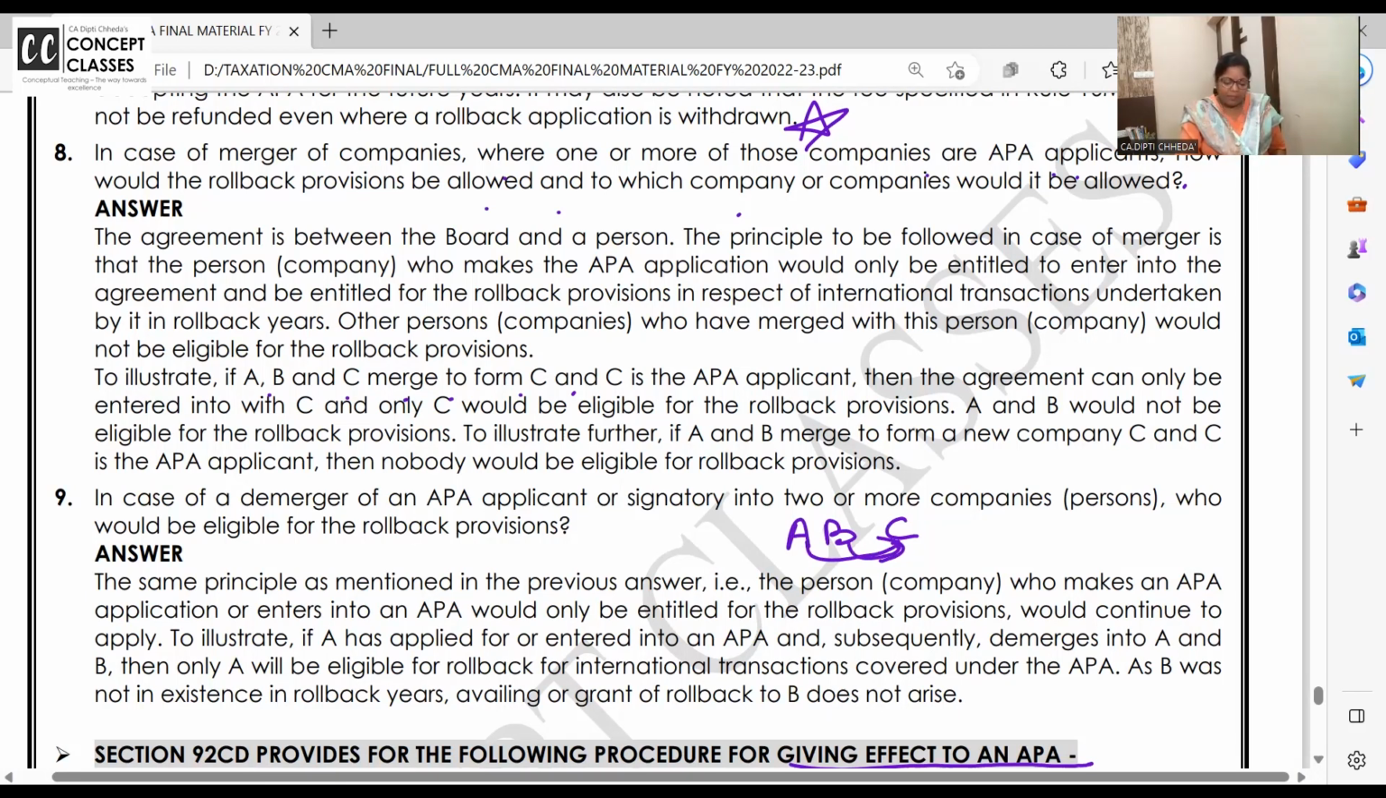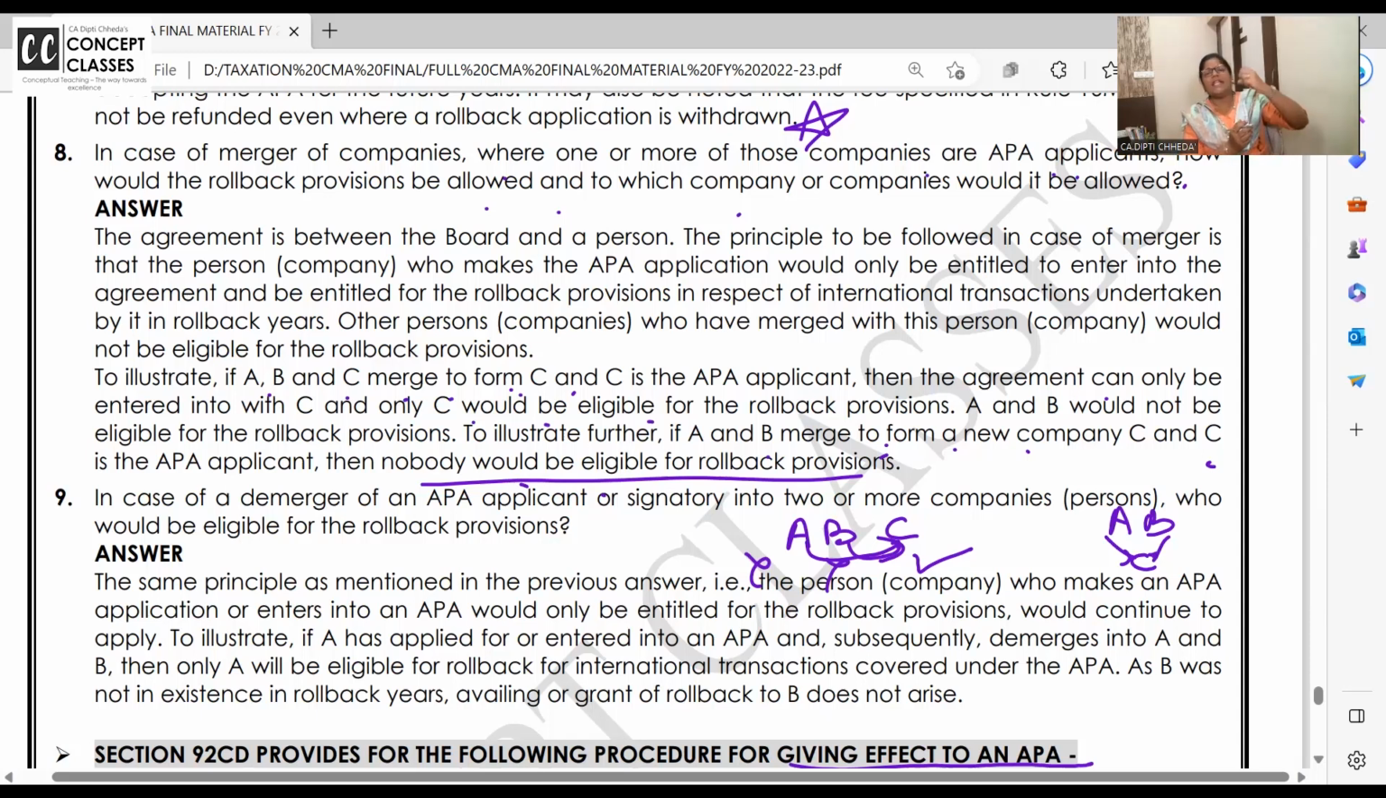Then the agreement only entered with C would be eligible for rollback. Only C will be eligible. A and B are finished. A and B merged with C. C was already there. Then C alone would be eligible because A and B are gone. If A and B merge to form a new company C, then nobody would go for rollback. A and B are already closed and C is anyway a new company.